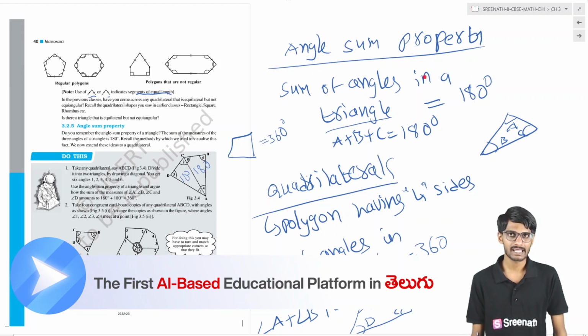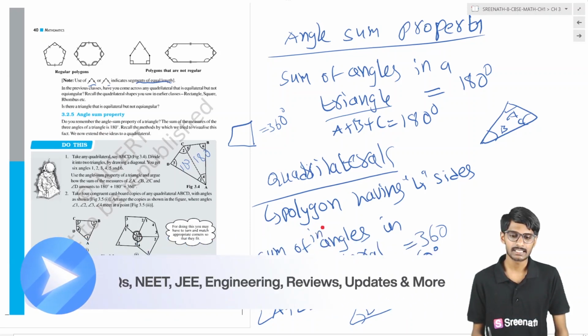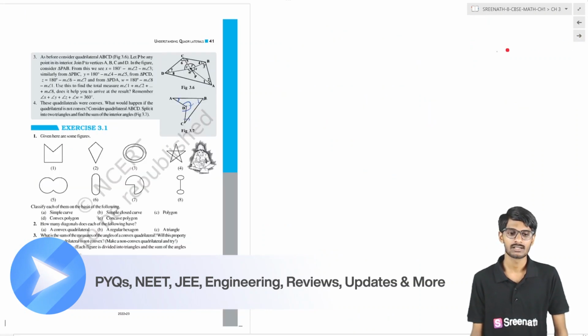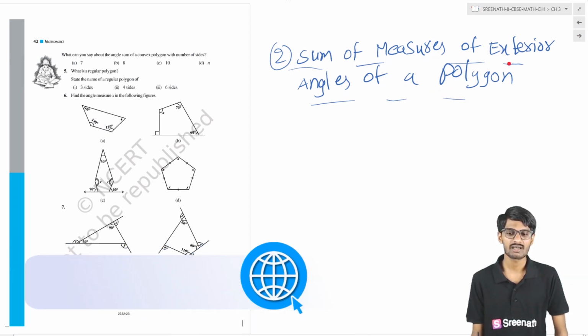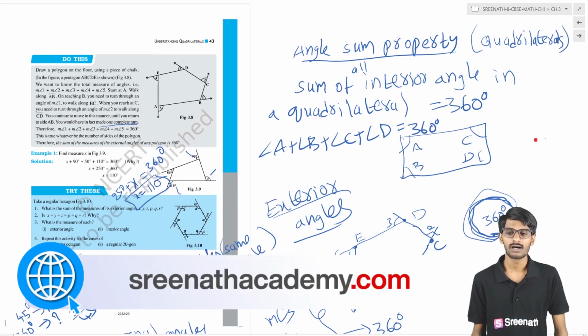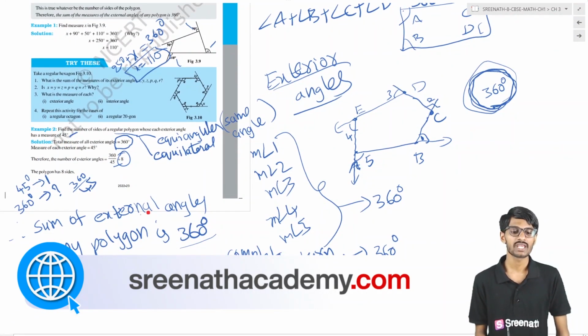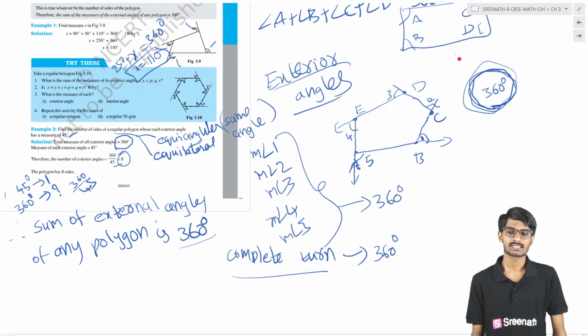And angles and properties. The sum of the interior angles in a triangle is equal to 180 degrees. At the same time, the sum of the interior angles in a quadrilateral is 360 degrees. Next is the sum of the measures of the exterior angles of a polygon. Basically, the sum of the exterior angles of any polygon is 360 degrees. These are the exterior angles, and the sum of the exterior angles is 360 degrees. And the sum of the interior angles of a quadrilateral is equal to 360 degrees.